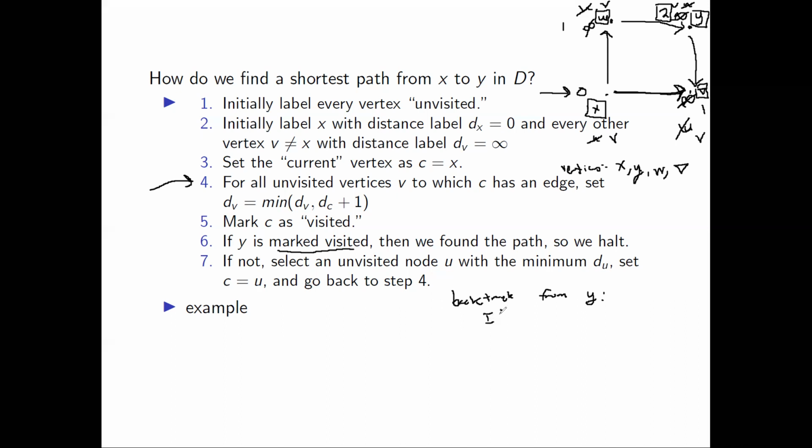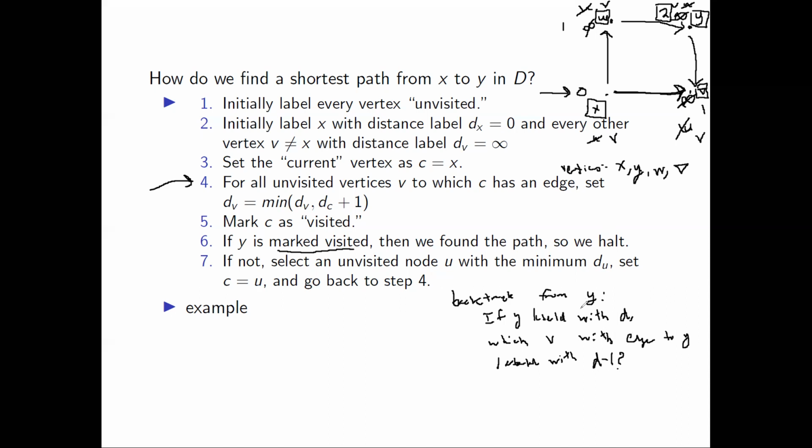So if Y is labeled with D, which V has an edge to Y labeled with D minus 1. So if Y is labeled with D, that means that Y has distance D to X.